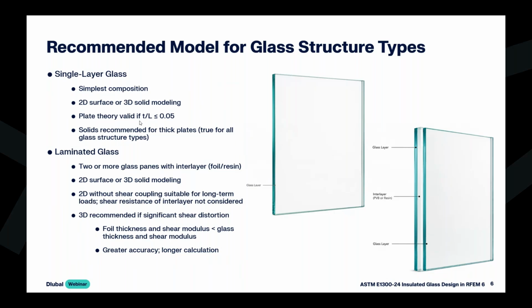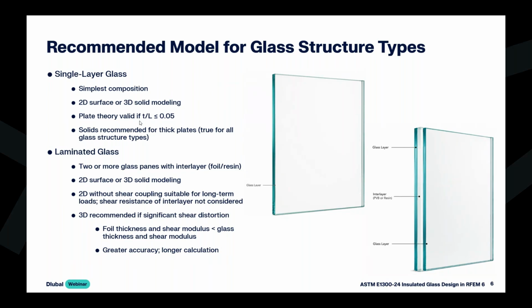We have some recommendations for the model type for three different glass structure types. And we begin with first single layer glass. So this is obviously the simplest composition. We just have a single glass layer. And for this, in most cases, probably a 2D surface would be completely sufficient because we don't really have to worry about that shear coupling with only one layer. However, if we are starting to see the thickness over length ratio greater than 0.05, then that plate theory is no longer valid and we need to move to solid elements, so three-dimensional objects here.